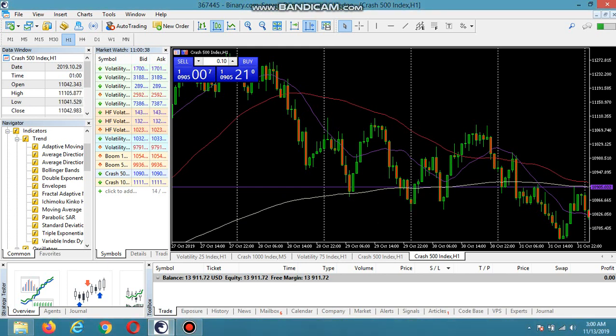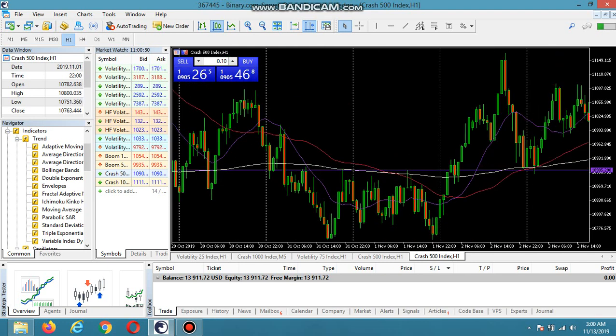By then you've gotten a lot of pips. But we just know that when the purple is above, it's a buy, and when the red is above, it's a sell. So this is a technique called moving average crossover.